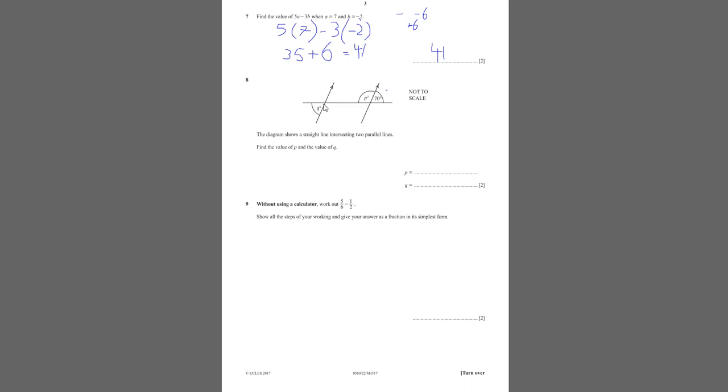Question 8. The diagram shows a straight line intersecting two parallel lines. Find the value of P and the value of Q. This is shown to be not to scale, so you cannot use a protractor to help you out in this.